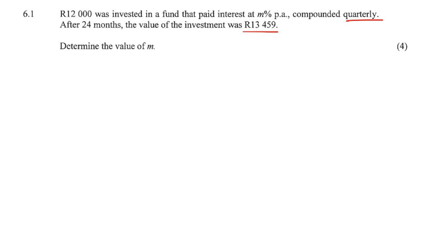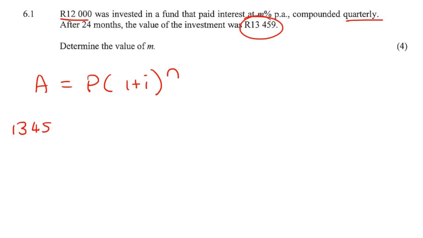So it says 12,000 Rand was invested, and that was it. They didn't say 12,000 Rand was invested every single month. They didn't say 12,000 Rand was invested every single year. No, they just invested 12,000 Rand once. So we're only going to use the normal compound interest formula from grade 11. If you are a grade 11 learner, you know what I'm talking about, obviously. So we know that the value became that. So we're going to say 13,459. We know that it started as that. The interest rate per year, we don't know. So we're just going to say M, okay?